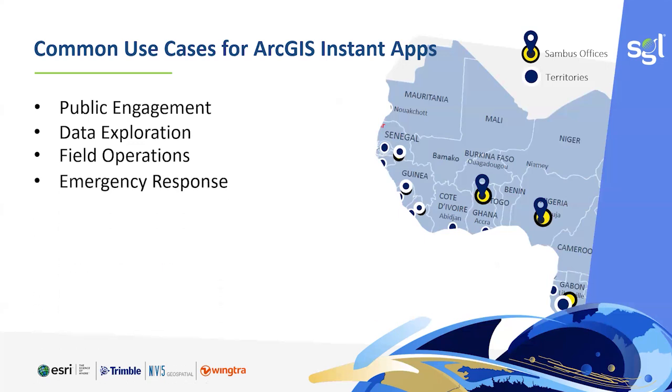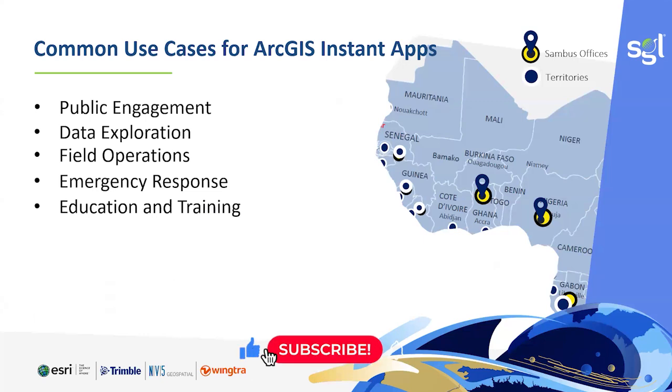Then emergency response. It shares real-time incident maps. That's what we'll be doing very shortly. Incident maps during disasters for coordination and also for situational awareness and the like. Then the last one is education and training. You use this app to create engaging teaching tools for students, trainings, and the like.